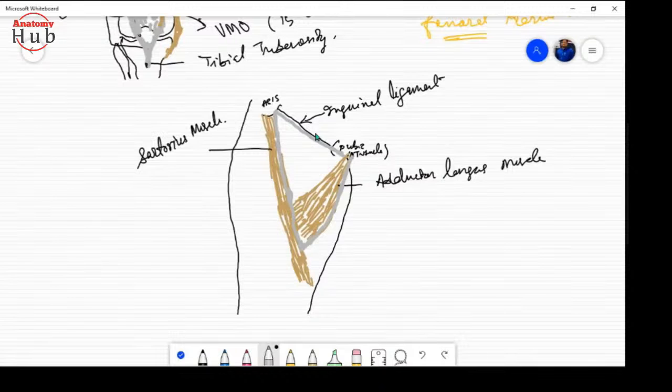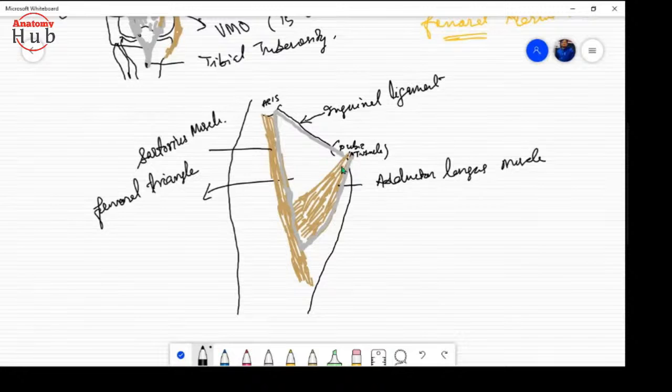Right, now at this point you will find a triangular depression over here. Okay, so this triangular depression is known as your femoral triangle. Okay, so this femoral triangle is a triangular shaped depression that is present at the anteromedial aspect of the proximal thigh, right? So anteromedial aspect of the proximal thigh, it is not the distal thigh, it is the proximal thigh, right?